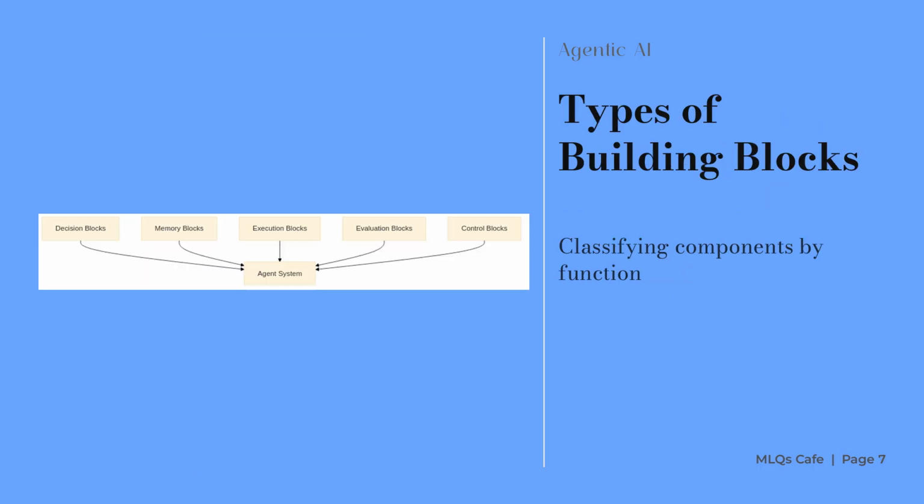Building blocks can be grouped into functional categories. Decision blocks choose actions. Memory blocks store information. Execution blocks perform tasks. Evaluation blocks judge outcomes. Control blocks enforce boundaries. Understanding these categories helps designers reason about agent behavior and diagnose failures. A well-designed agent balances all block types instead of over-relying on a single capability.